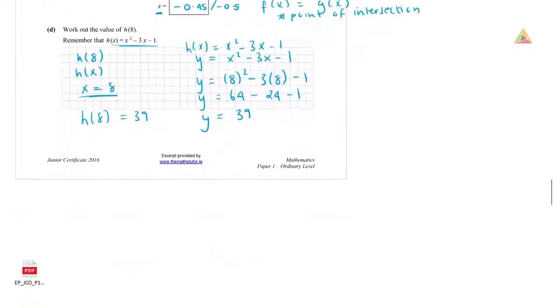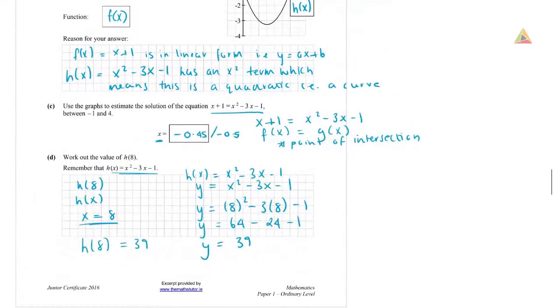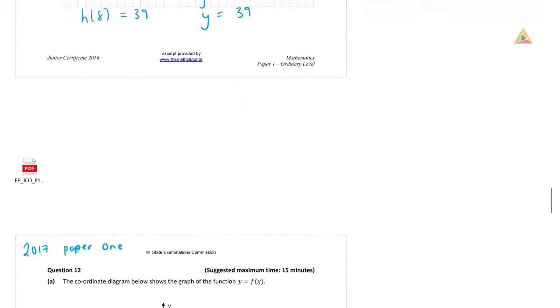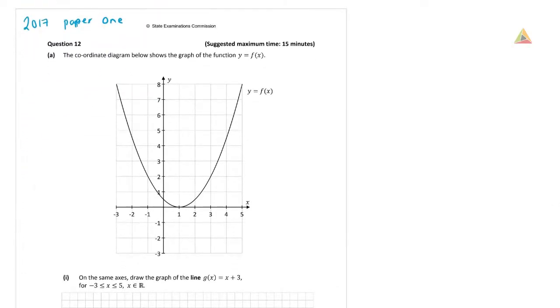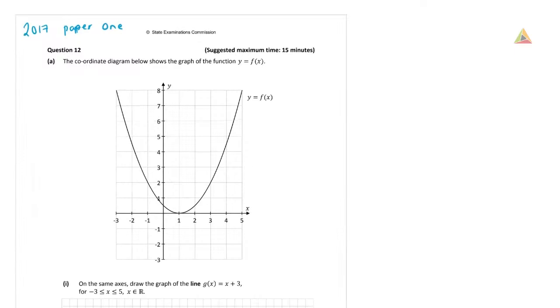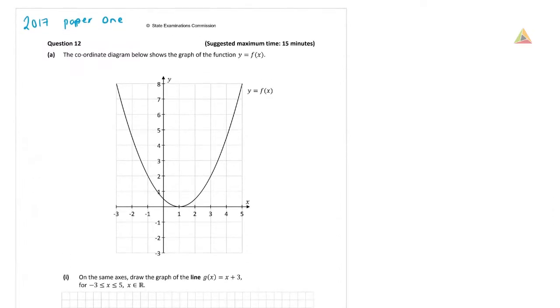And I think that's the final question on that particular year. So we'll go on. I think I have a couple more here. So we're going on to 2017 paper 1 now. Okay, so we're looking at 2017 paper 1.